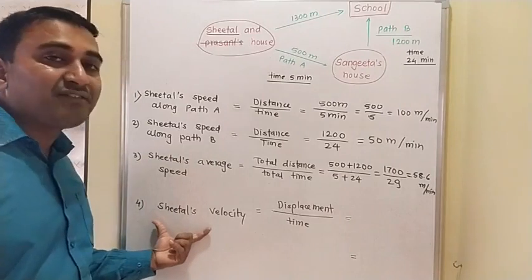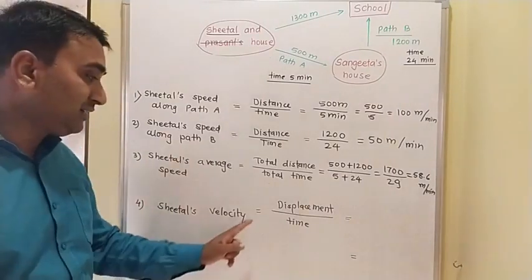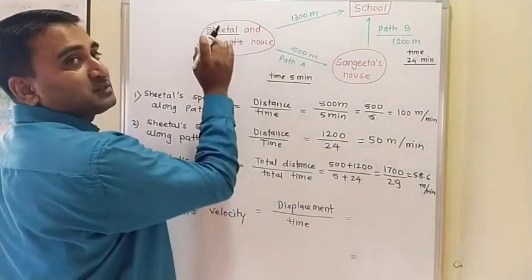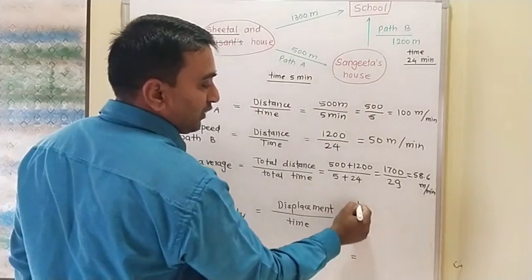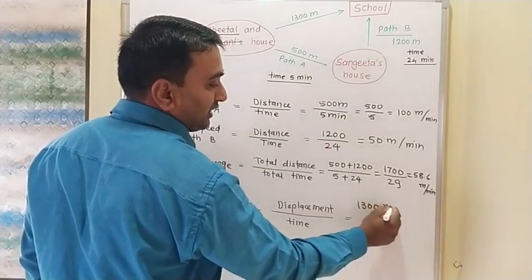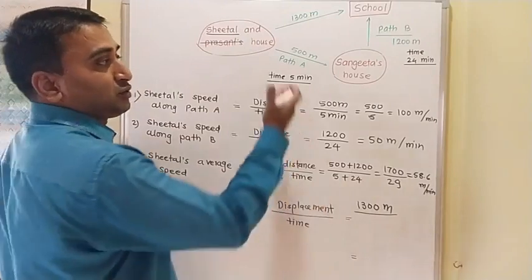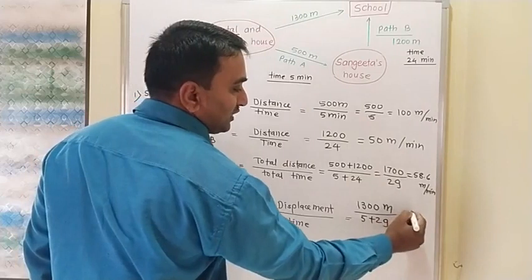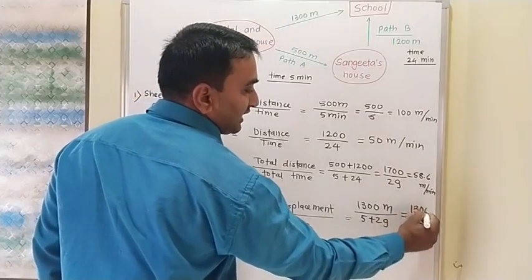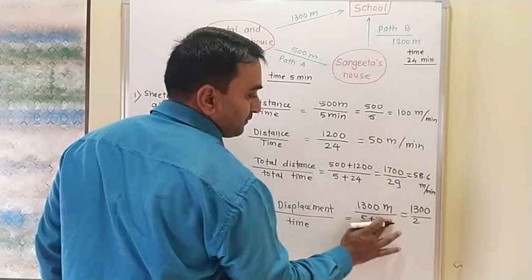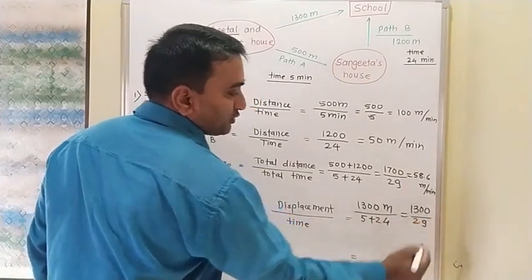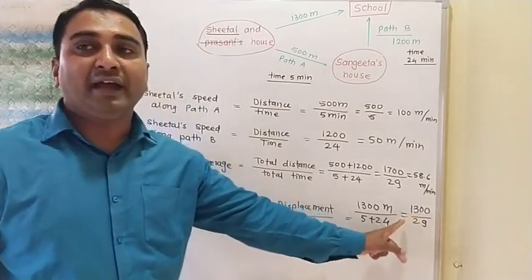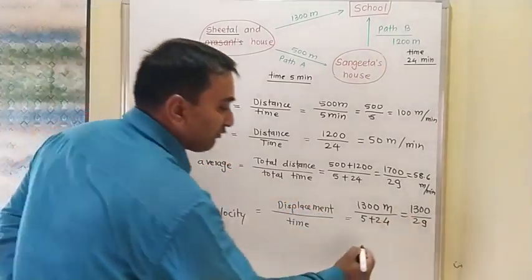Now what is Sheetal's velocity? Velocity is related to displacement. So what is the minimum distance from Sheetal's house to school? That is 1300 meters only. So what is the time she has taken? Total time we should consider. So 5 plus 24, total is 29. So here we want 1300 divided by 29, and finally we are getting the answer 44.83.